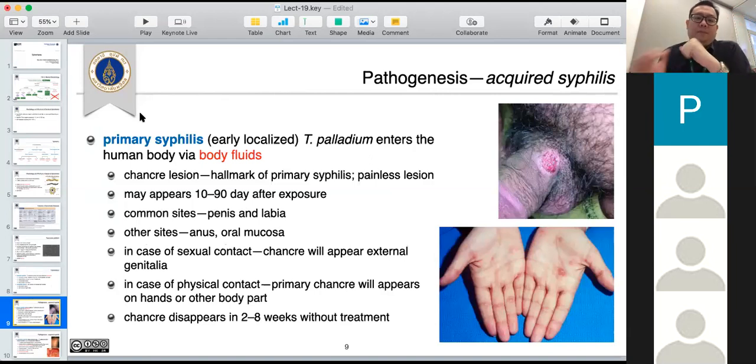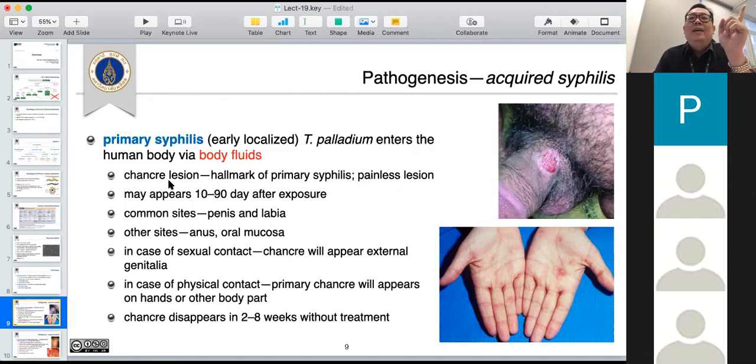Pathogenesis of syphilis. Lots of textbooks say syphilis has 3 stages, but actually syphilis has 4 stages. The first one we call primary syphilis. Primary syphilis happens in the early phase, when Treponema pallidum enters the human body by body fluid. The lesion here we call a chancre lesion. Remember chancroid?